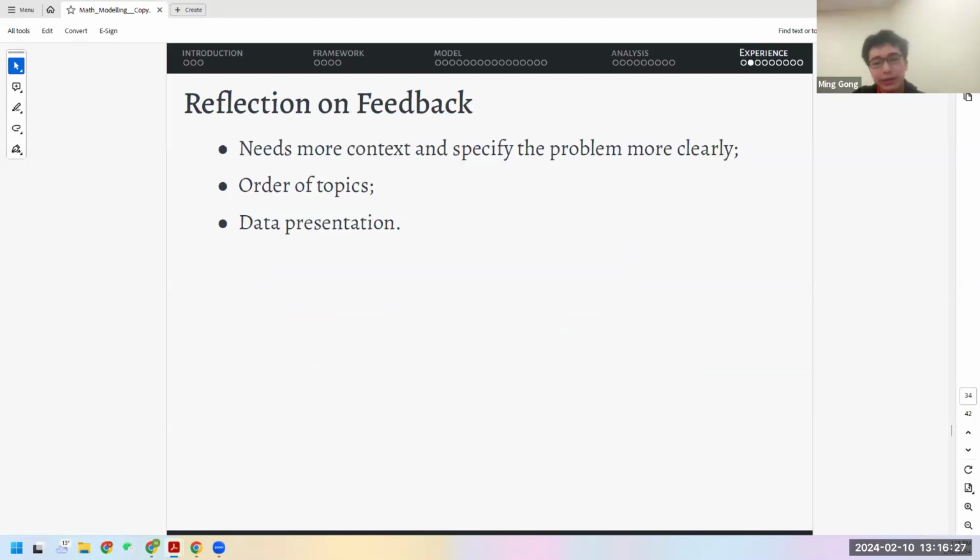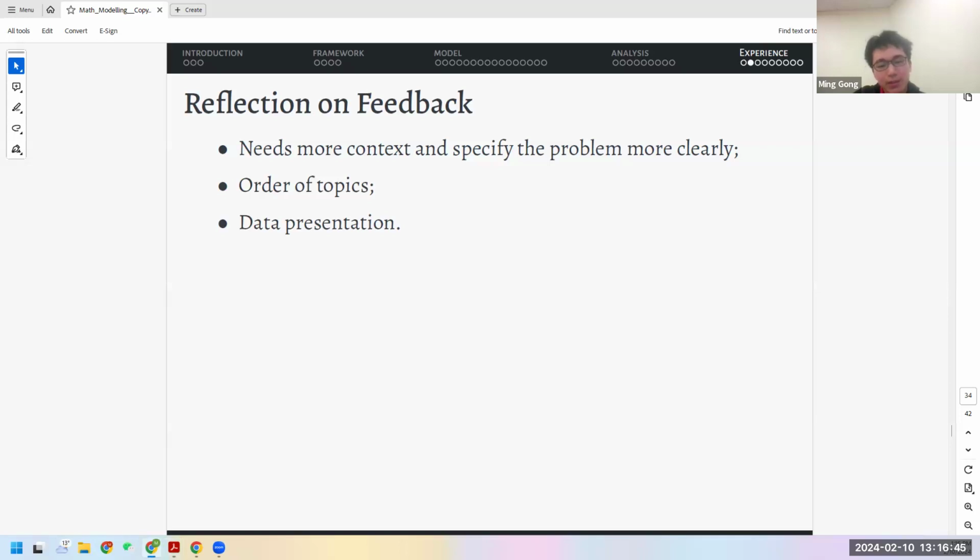So our work generally received positive feedback from the judges. However, there's still very great room for improvement. One notable critique was that our video lacked clarity in fully specifying the problem. And given the complexity of our model, there were instances where the audience could not follow our train of thought.